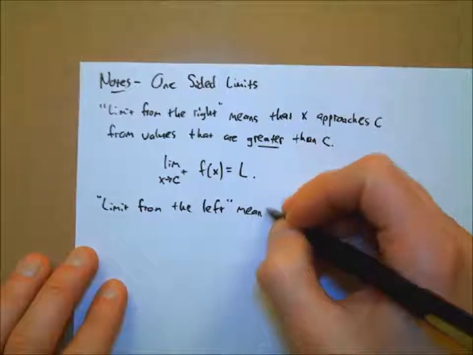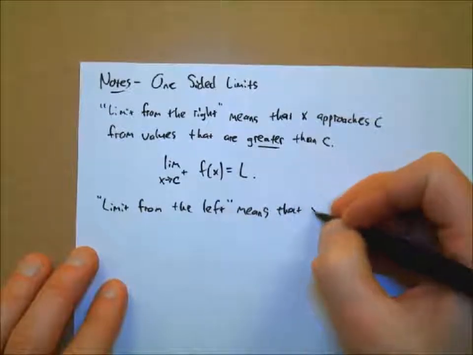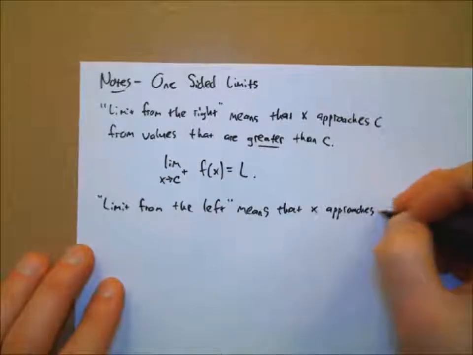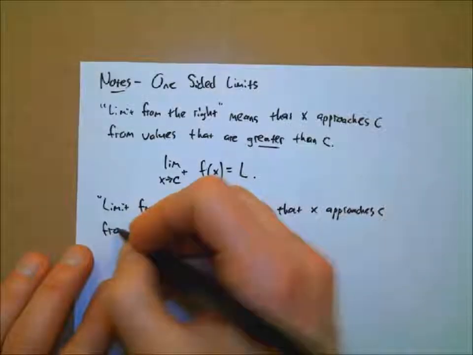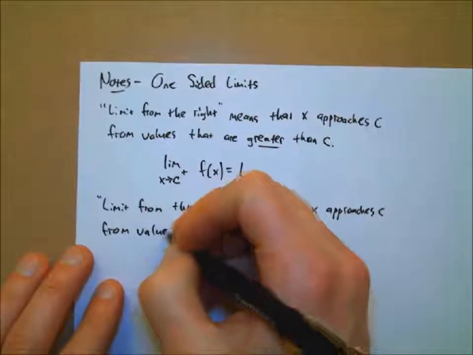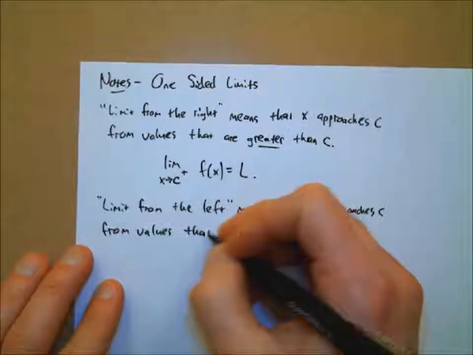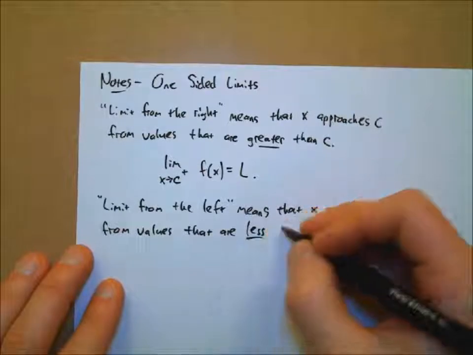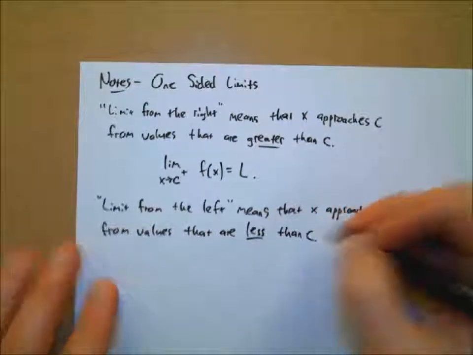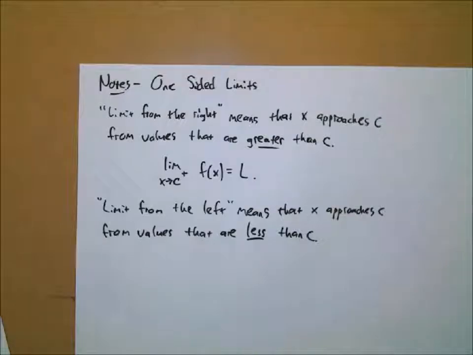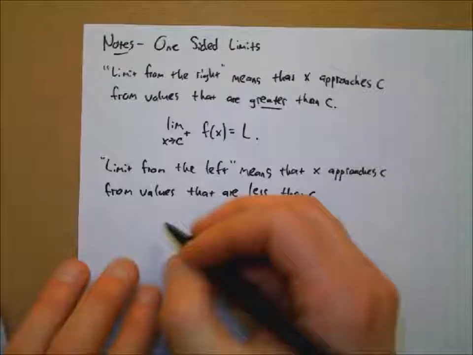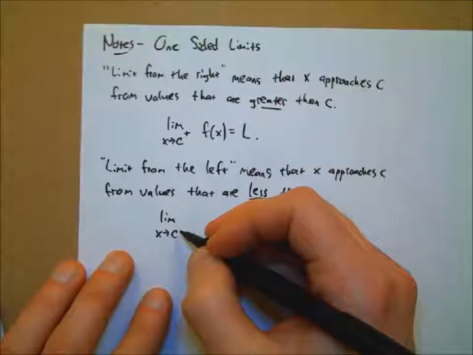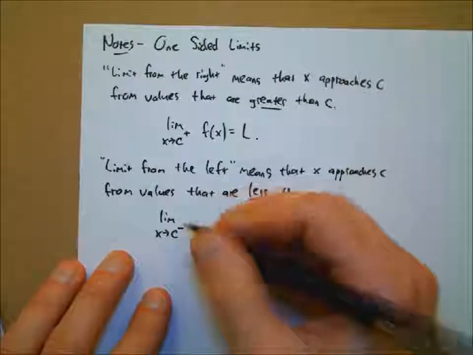It means that x approaches c from values that are less than c. Lesser wouldn't make sense. Less than c. Okay. And the notation for that is the limit as x approaches c with a negative sign in the exponent position.